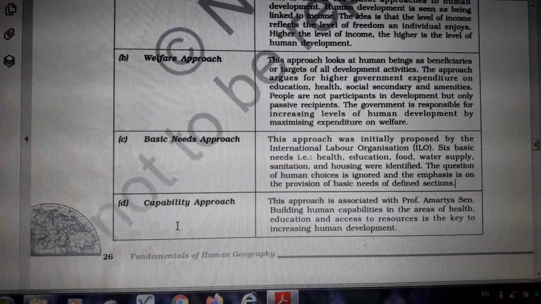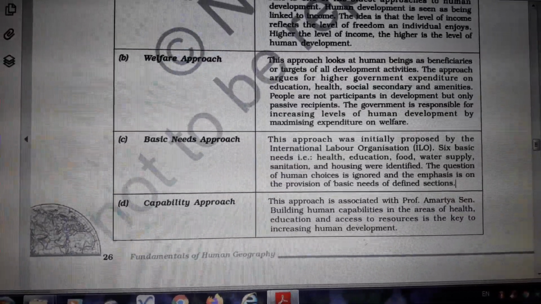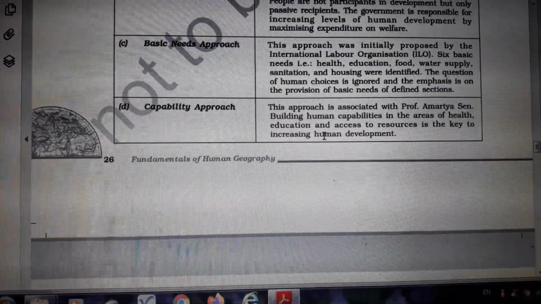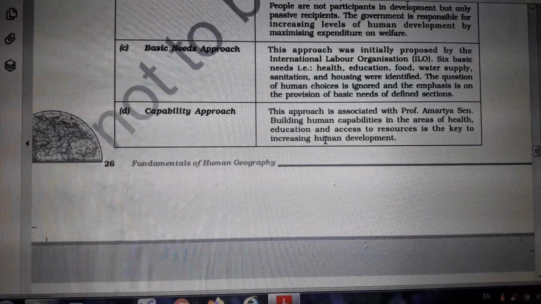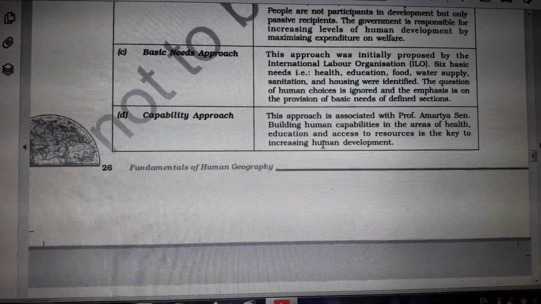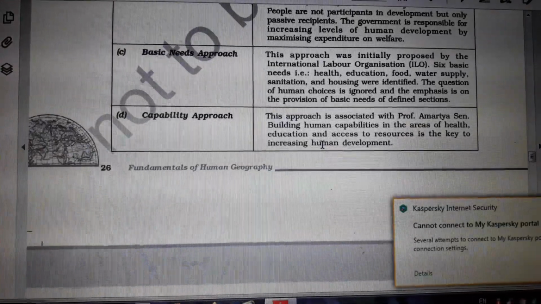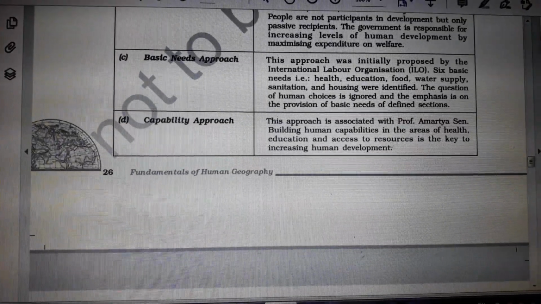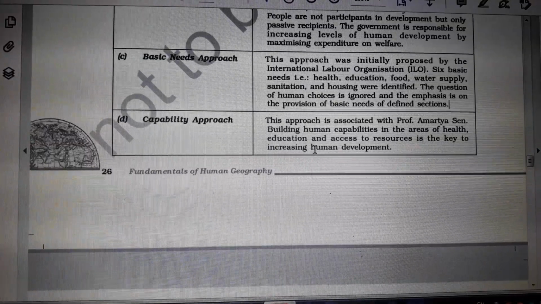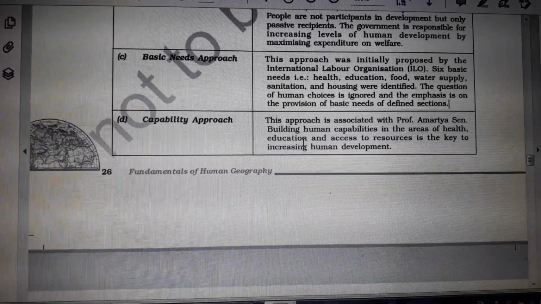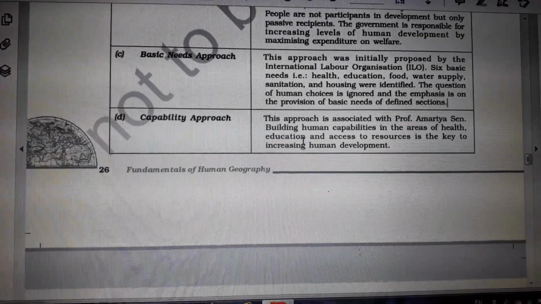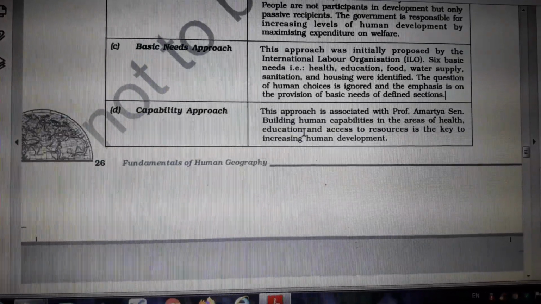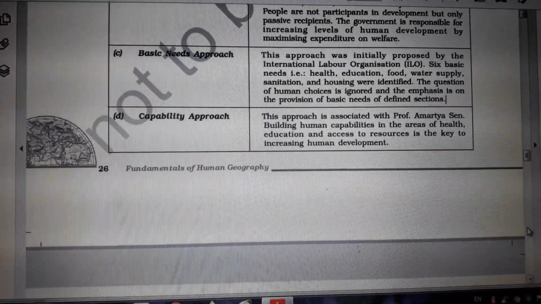Okay, then the fourth one is the capability approach. What is the capability approach? Capability approach means purchasing power. I already told you about the two eminent Nobel Prize scholars, Mahbub ul Haq and Amartya Sen. Here, building human capability in the areas of health, education and access to resources is the key to increasing human development. When people are healthy and of sound mind, then only can they do any kind of work. They can earn, they can improve their economic status. So these are the four approaches.